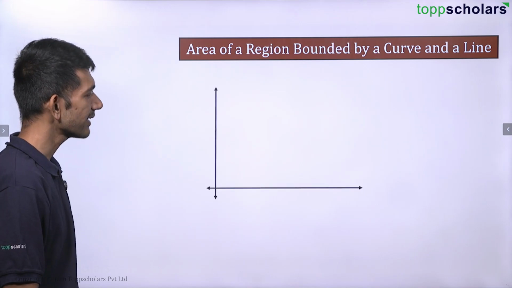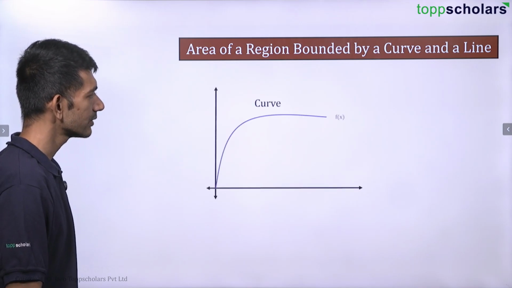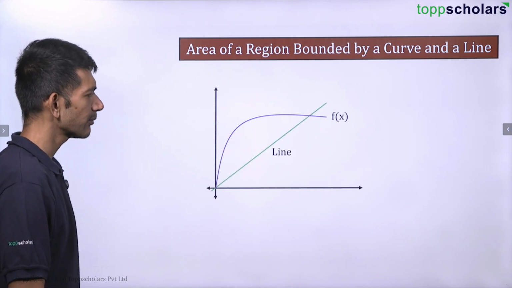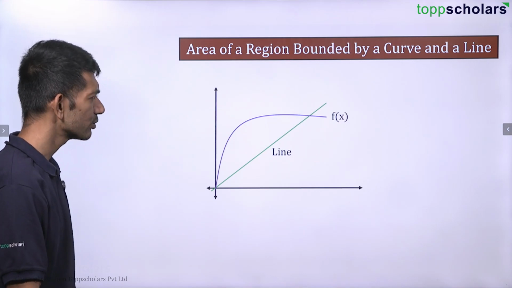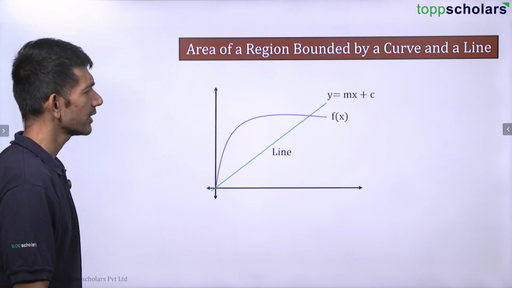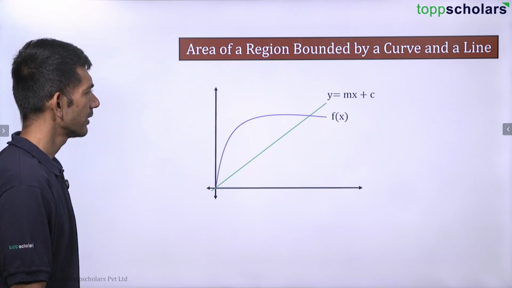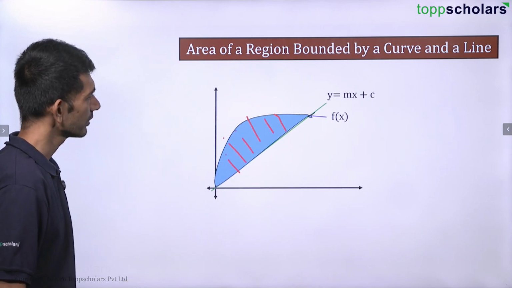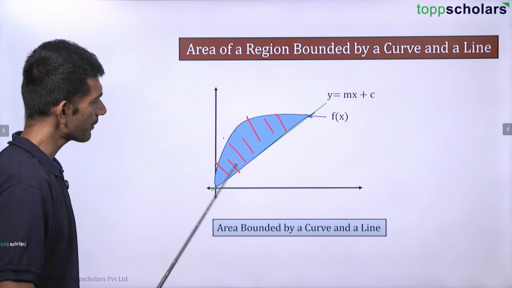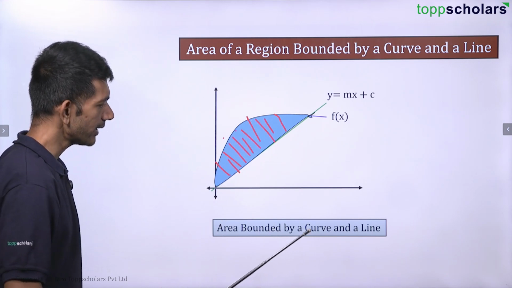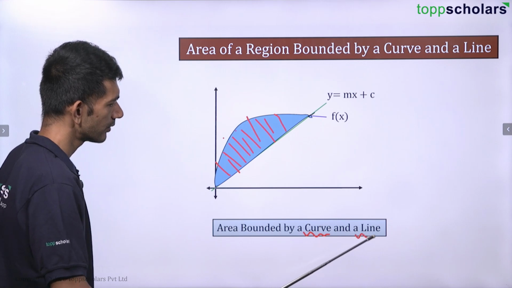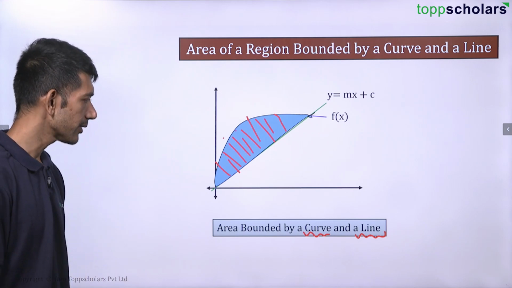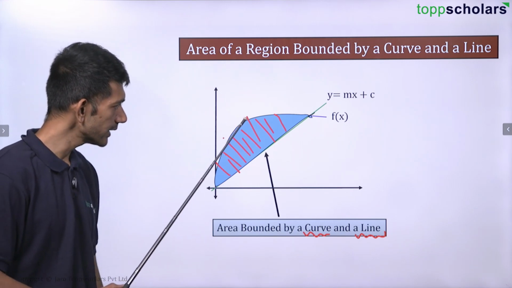Okay. Now this is the x-axis, this is the y-axis. We have a curve. The curve is y is equal to f(x). We have a line. This is some line. It can be y is equal to x. It can be y is equal to 2x. Depends. That is y is equal to mx plus c, right? And then this is the area that we need to find out. So this is the area of the region bounded by a curve and a line. So this is the area of the region bounded by the curve and the line, right? Here it is.